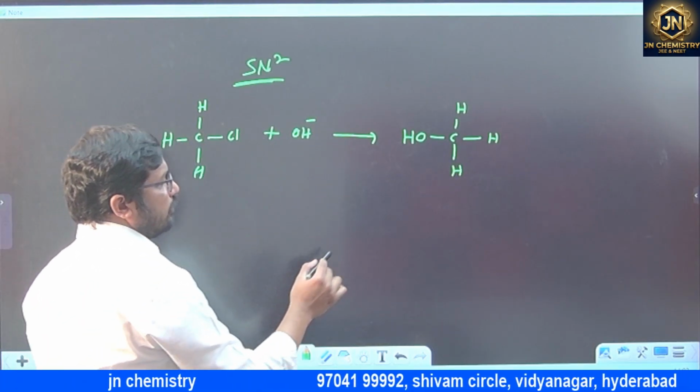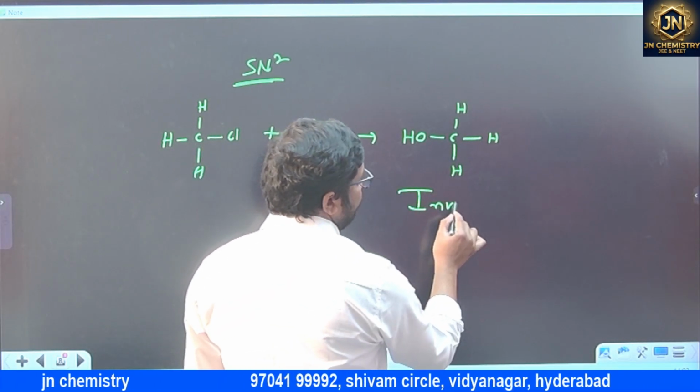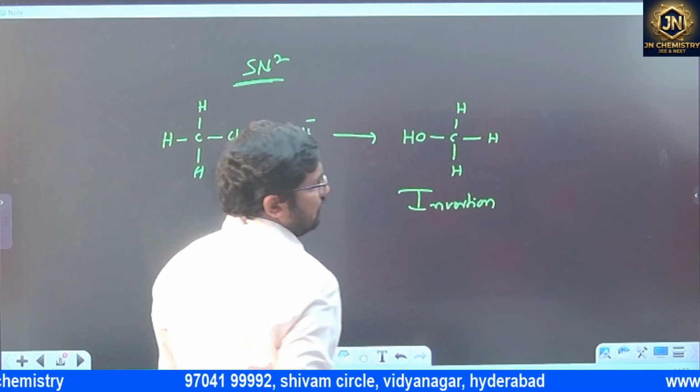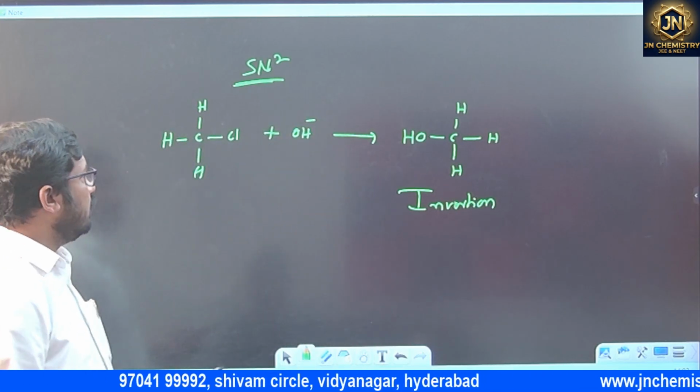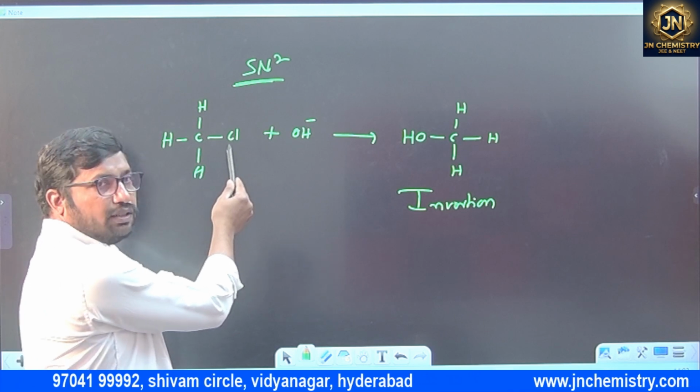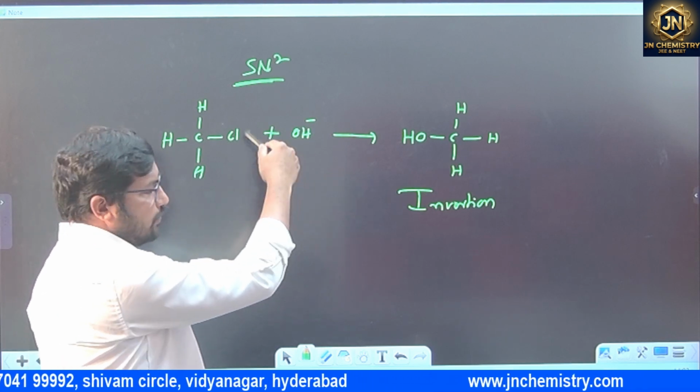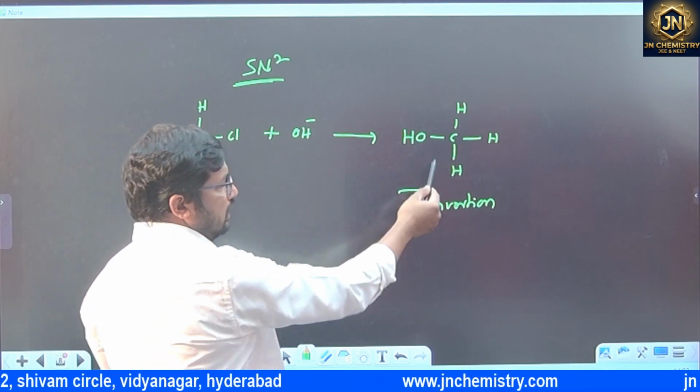This is the inversion product. Retention and inversion both are there. If the Cl is replaced at the same position, that is retention. If the nucleophile attacks from the opposite side, we could say inversion.